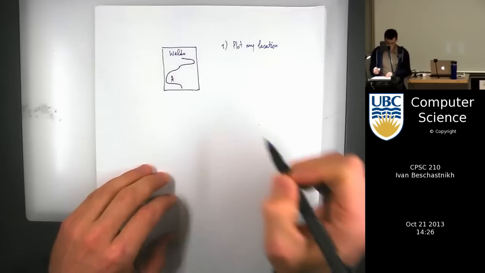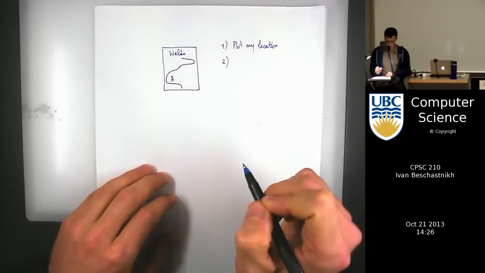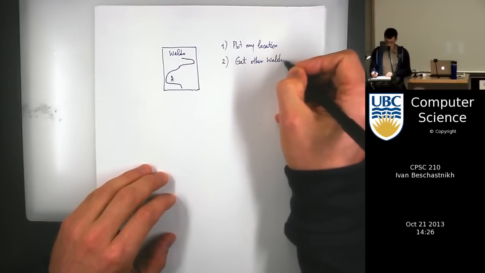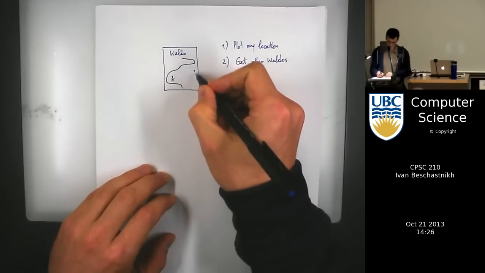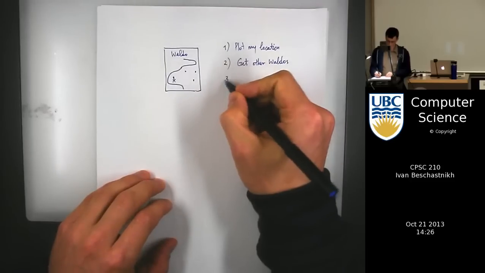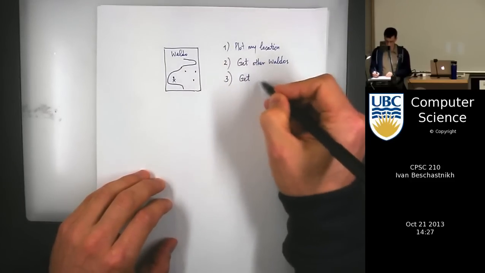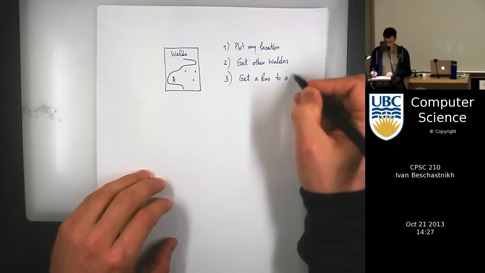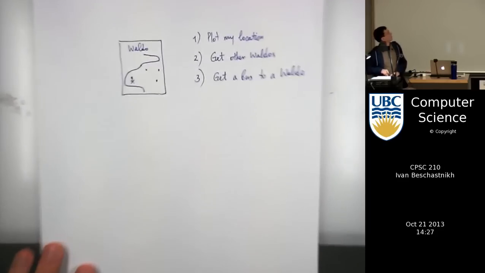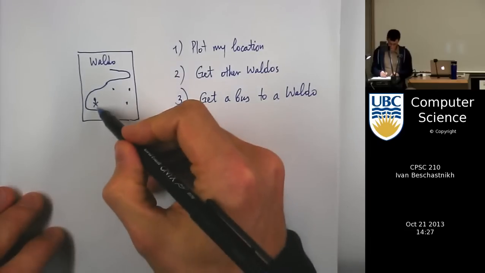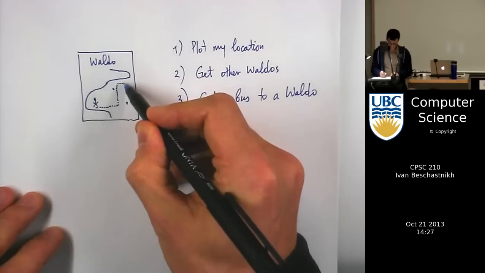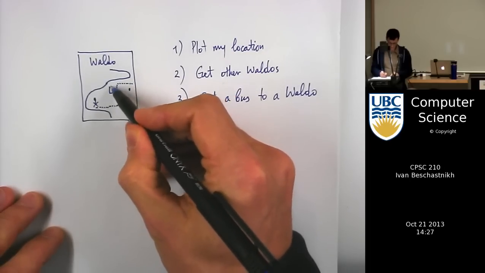And then the second thing you could do is get other Waldos. And so the other Waldos are going to be kind of like dots sprinkled around the city. And the third thing you can do is get a bus to a Waldo. So getting a bus to a Waldo, they'll essentially just say, well, your location is here. There's a bus that goes here, like so. So you should take this bus, if you want to go to this Waldo.